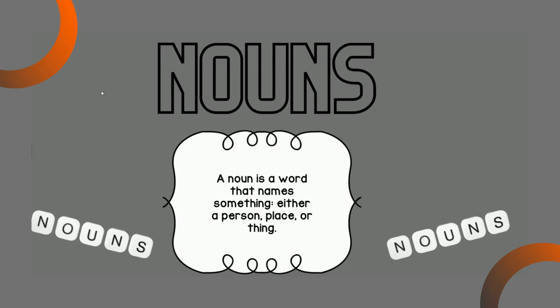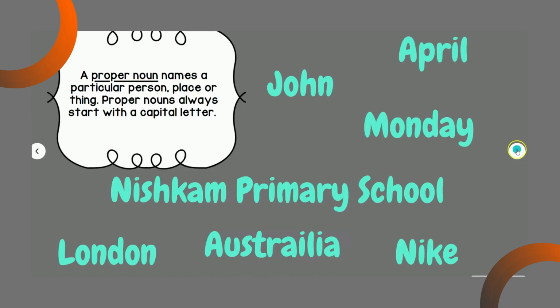Okay, so a noun is literally just a name of something, a person, place or thing, and it also includes dates. So you might name a date, for example Monday, March, April. Okay, they are also nouns. Okay, so the first type of noun that we will be looking at is something called a proper noun.